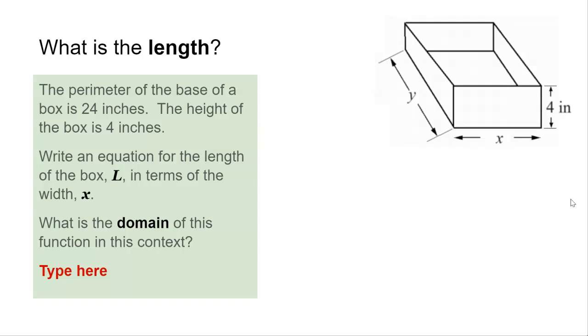Notice the 4 inches has to do with the height of the box, so it really has nothing to do at all with this question or this equation. So they will not need to use it. They are also asked for the domain in this context. So what are possible values for x? And also get into the types of numbers that we can use for x in this context. So good review of linear functions, domain, writing equations of linear functions.